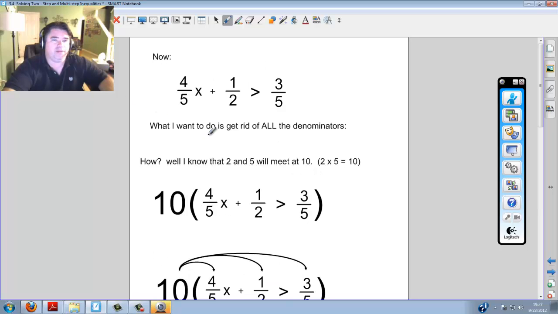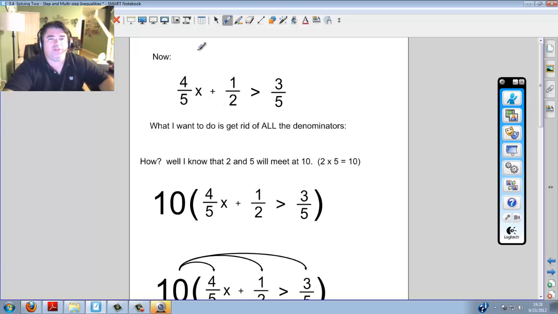Whoops, let's go back. Now, if I have 4/5 x plus 1/2 is greater than or equal to 3/5, there's two ways to do this. I'm going to show you the better way, and it's a way you're going to have to learn anyway, because when all these become letters and not numbers, you're going to have to do this. So what you do is, where do 5 and 2 meet?